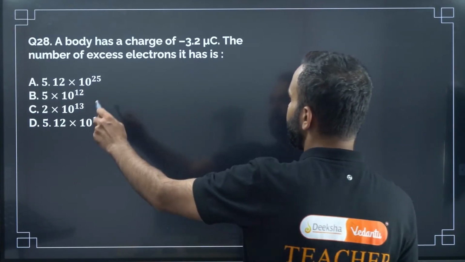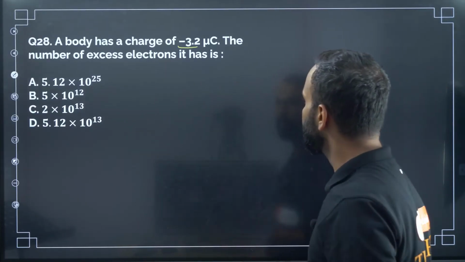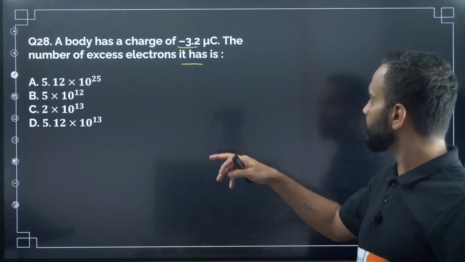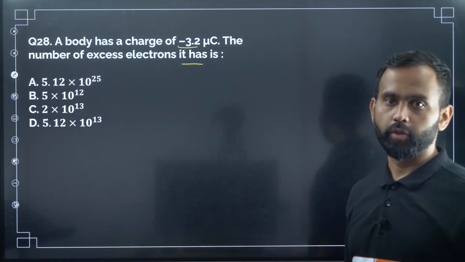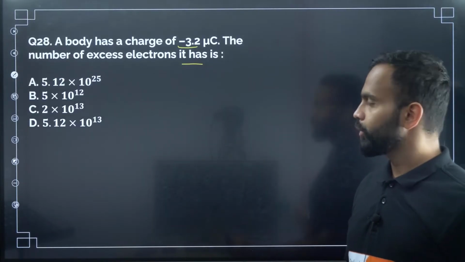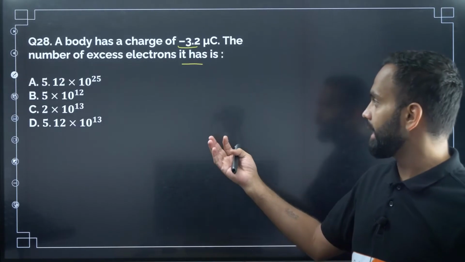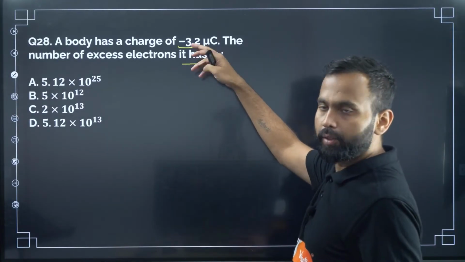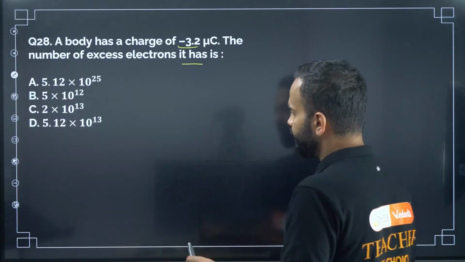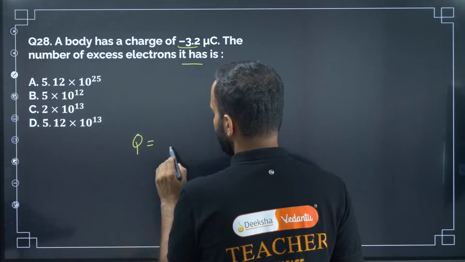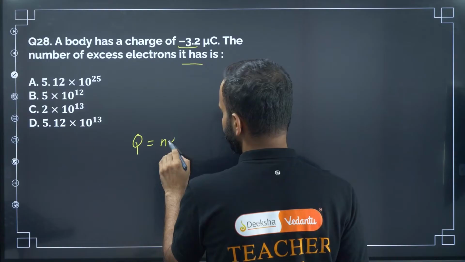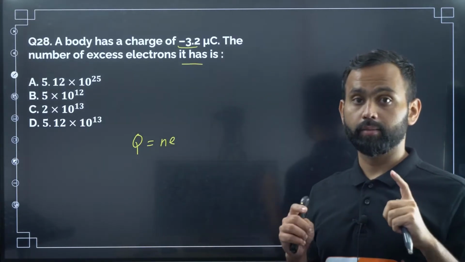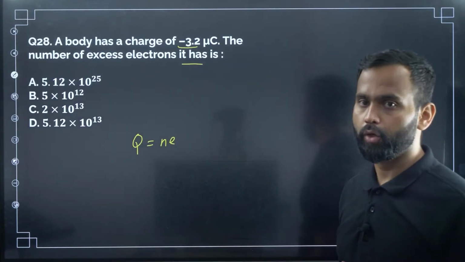Question 28. A body has a charge of minus 3.2 microcoulomb. The number of excess electrons it has. The charge of the body is minus 3.2 microcoulomb, so we need to find the number of excess electrons in that body. The magnitude of the charge on the body is 3.2 microcoulomb. So Q is equal to N into E. We need to apply the quantization of charge concept.